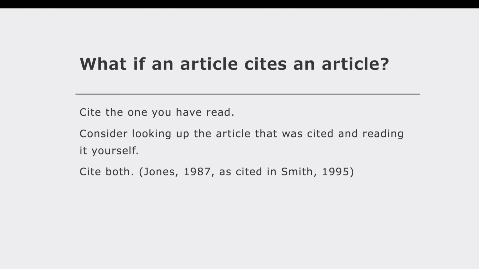So, in short, please cite the articles you have read, not the ones that you have not read, and do the work of reading and integrating those sources into your paper.